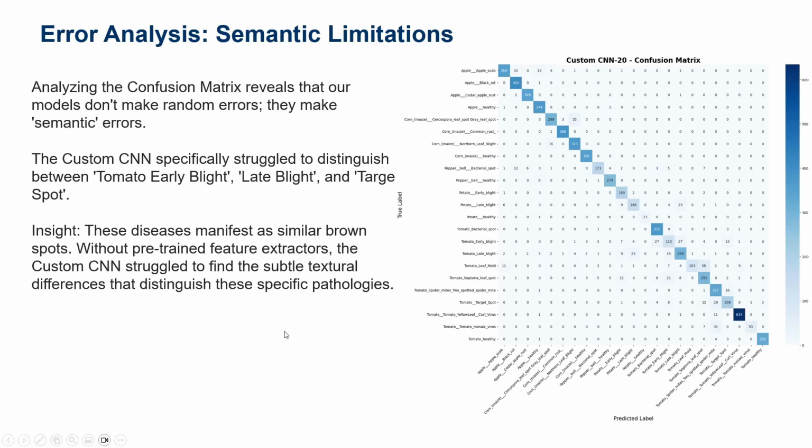The confusion matrix shows that the custom CNN doesn't make random mistakes, it makes semantic mistakes. It often confuses tomato early blight, late blight, and target spot, diseases that all appear as brown lesions with very similar textures. Without pre-trained feature extractors, the scratch model cannot capture these subtle differences. This explains why transfer learning models outperform it on fine-grained disease categories.